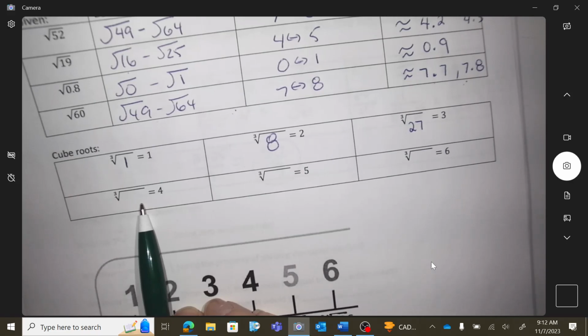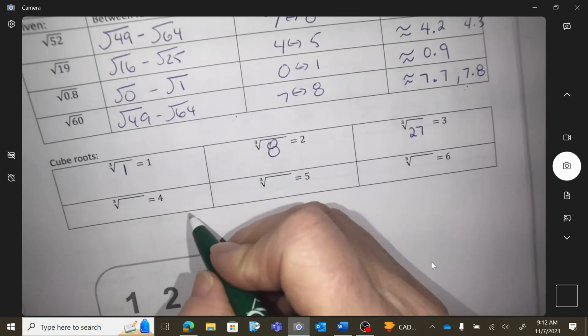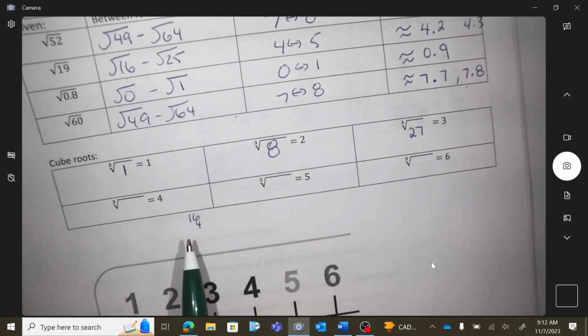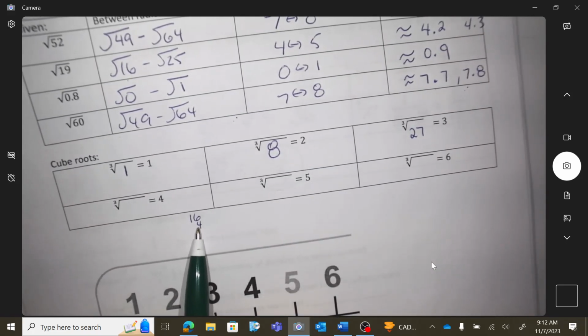4 times 4 is 16, and then another 4, so 16 times 4. Do you know what 16 times 2 is? 32. Can you double that? 64.